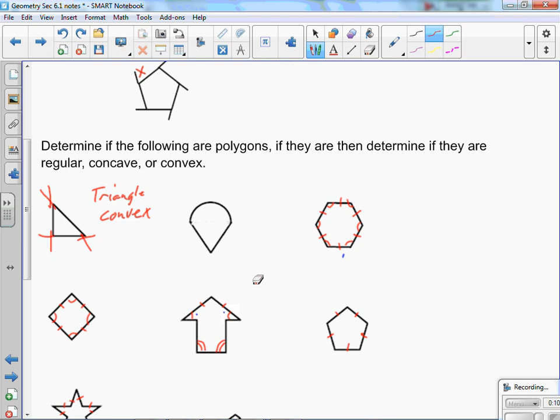All right. So it's not a polygon. Or maybe we could call it a notagon. All right.